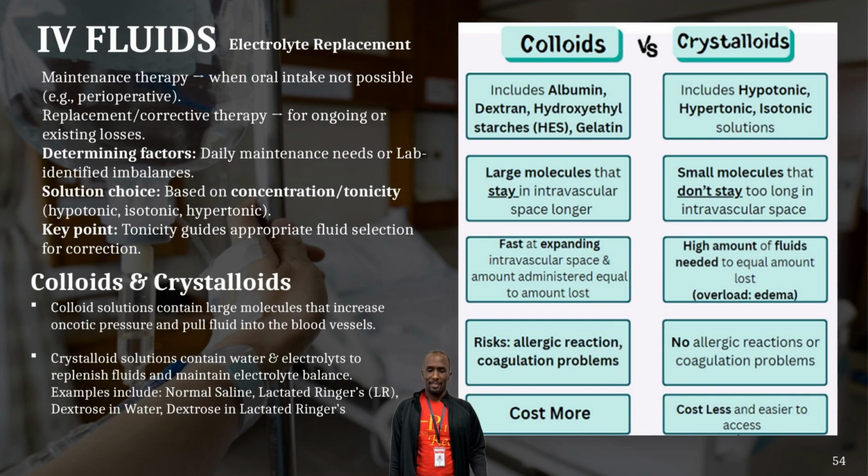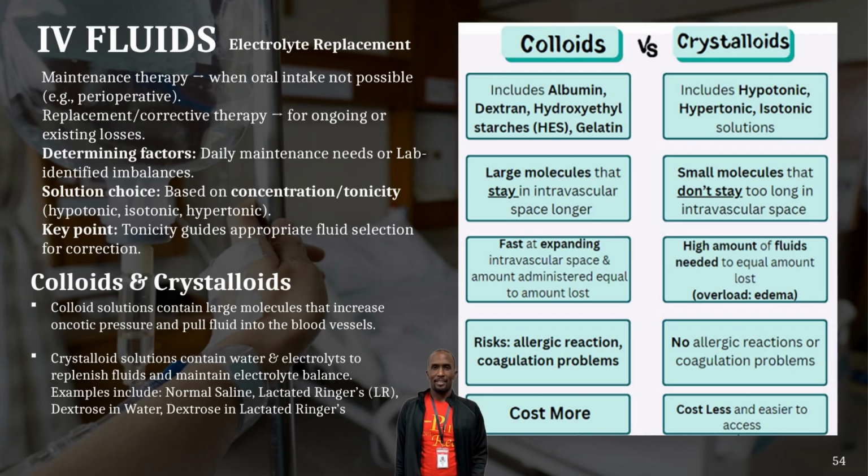Next, let's look at IV fluids. IV therapy is used in two main ways. Maintenance therapy, when oral intake isn't possible, like during surgery. Replacement or corrective therapy, to treat existing or ongoing losses. The choice of IV fluid depends on daily needs, lab values, and the fluid's tonicity, whether it's hypotonic, isotonic, or hypertonic. Tonicity is the key factor guiding fluid selection.